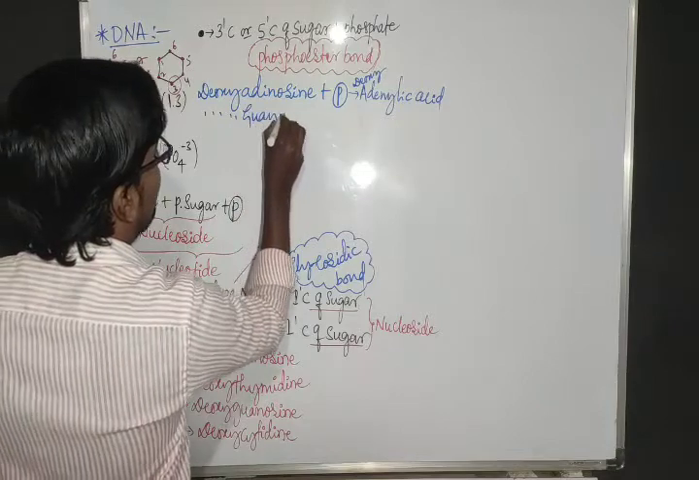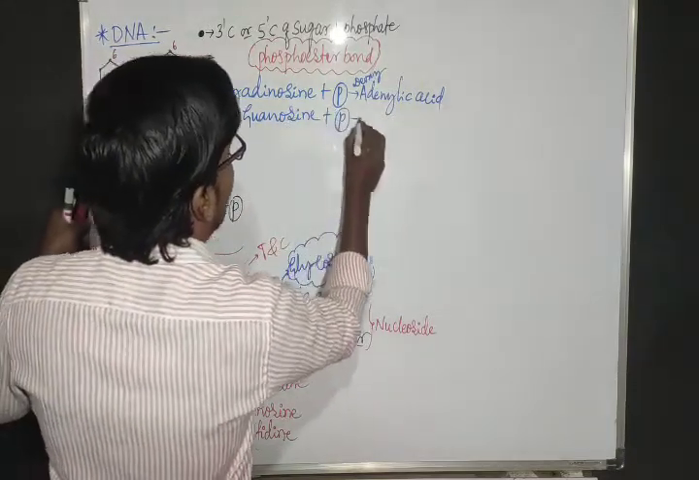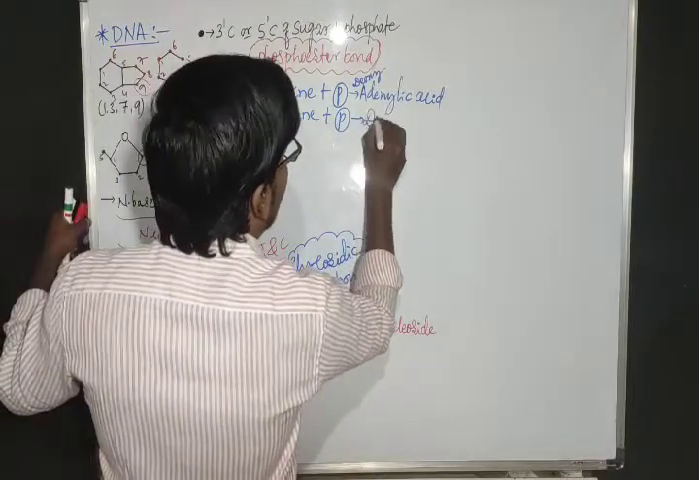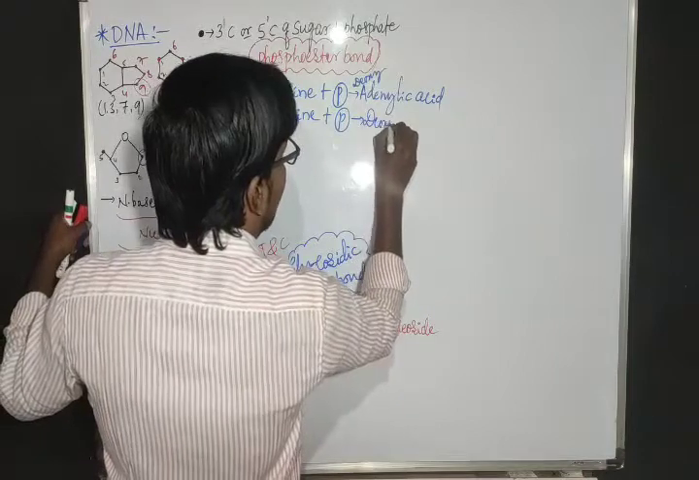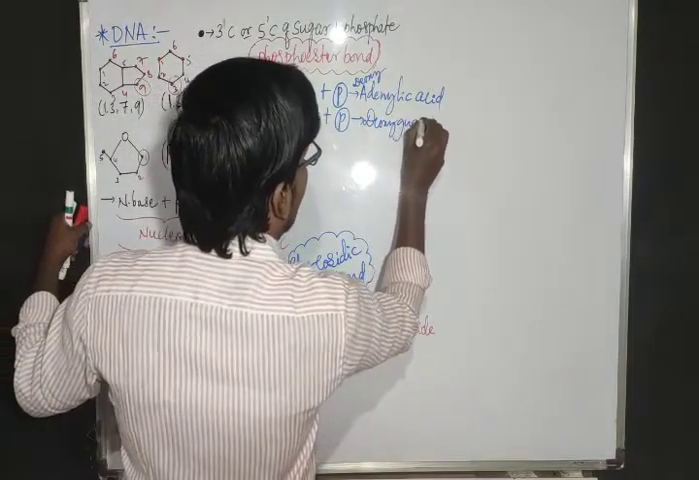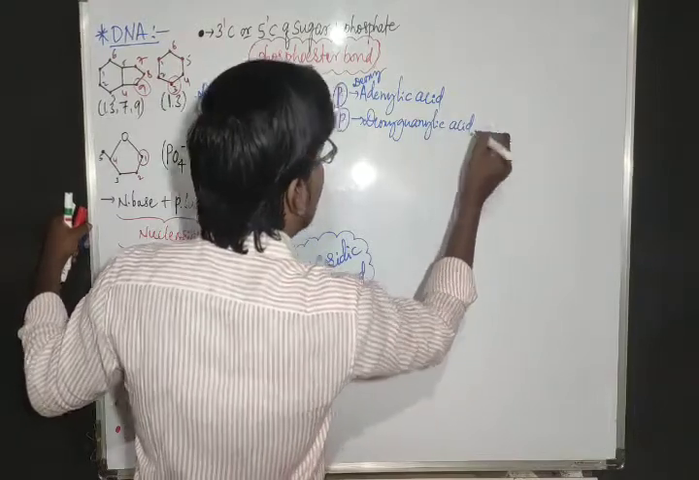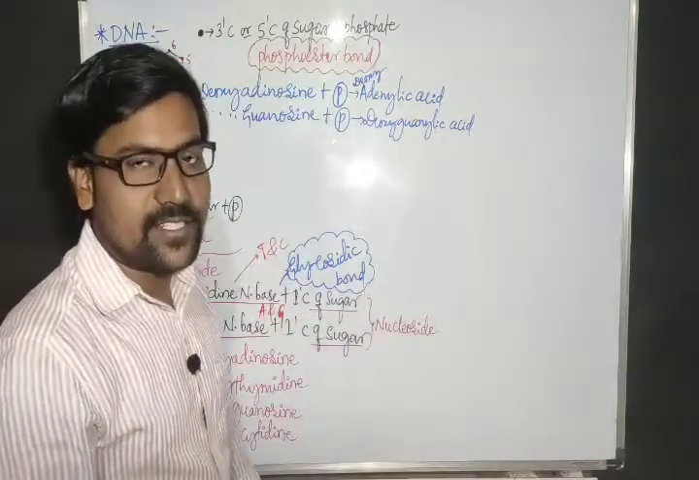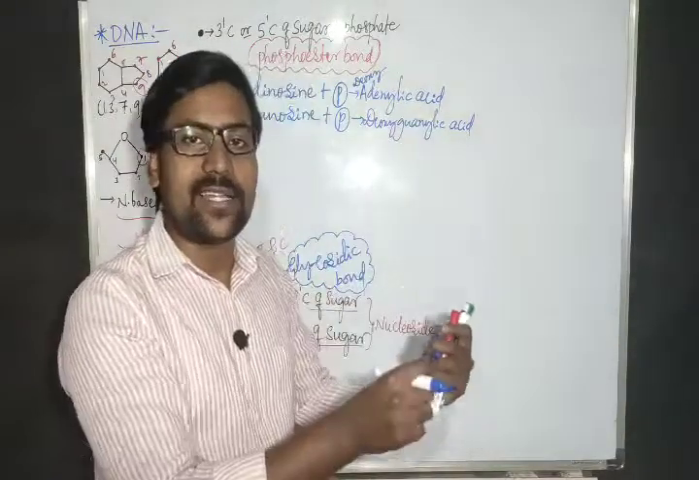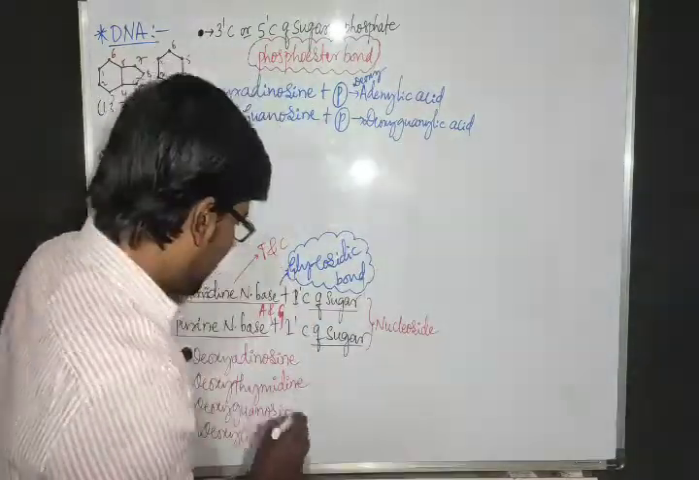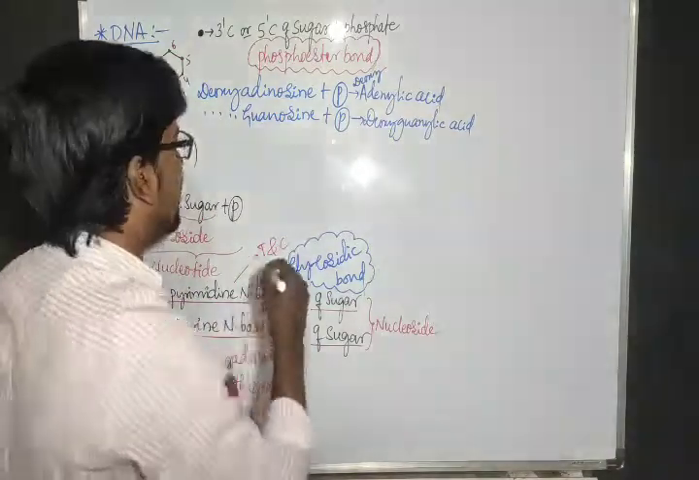In the same way, deoxyguanosine plus phosphate, then its name is deoxyguanilic acid. So if you mention the term acid last, then that is a nucleotide. If you mention the names like this, then that is a nucleoside.